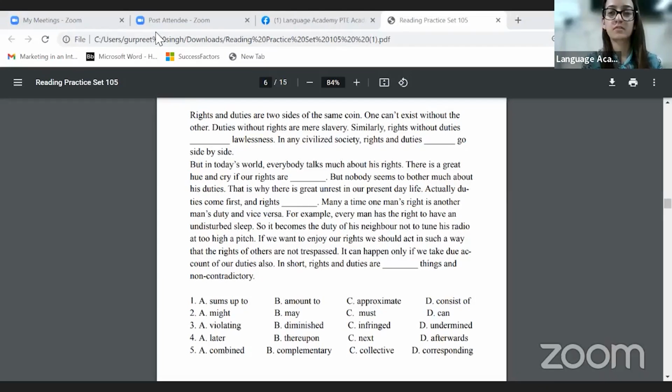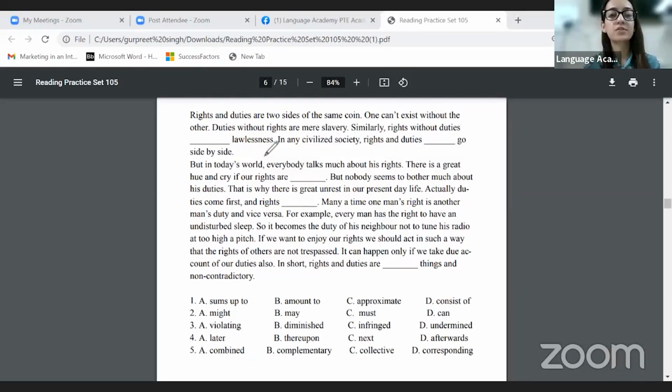Very bad. Seriously? The first answer is A. Rights and duties are two sides of the same coin. One can't exist without the other. Duties without rights are mere slavery. Similarly, rights without duties dash lawlessness.